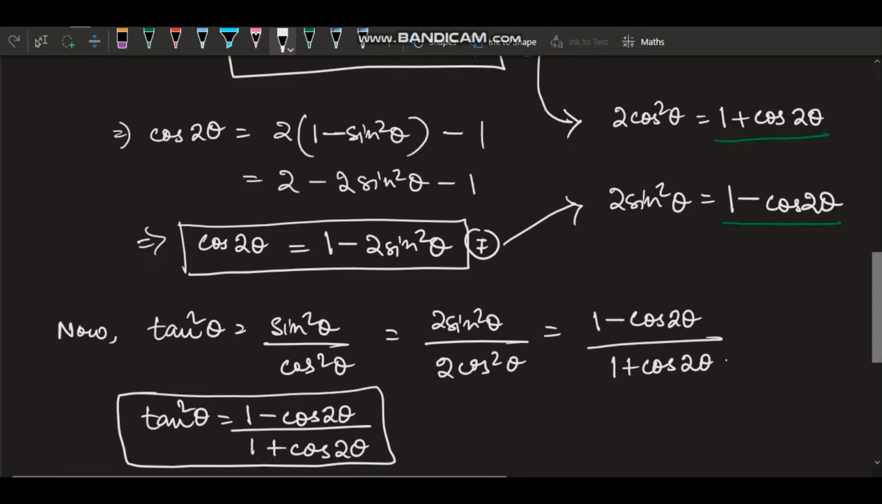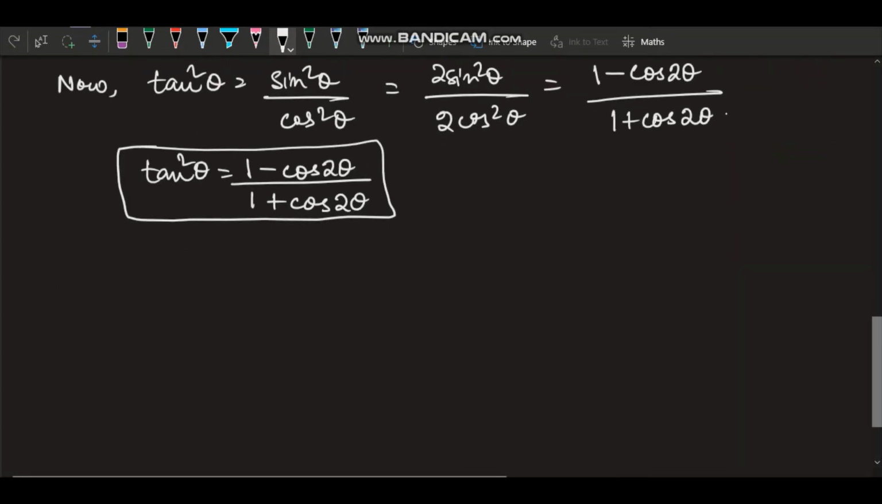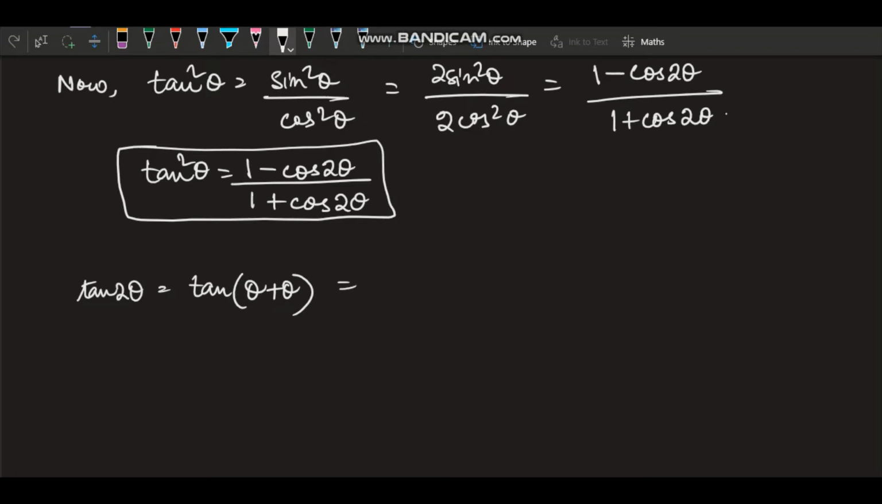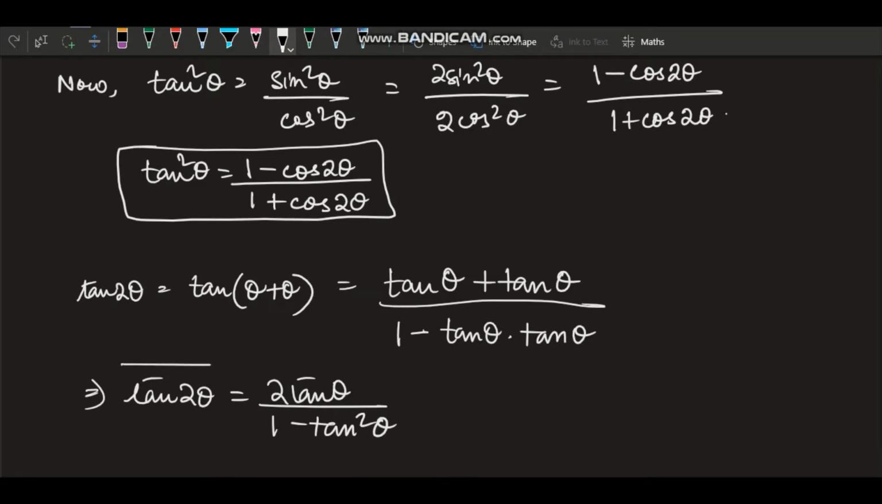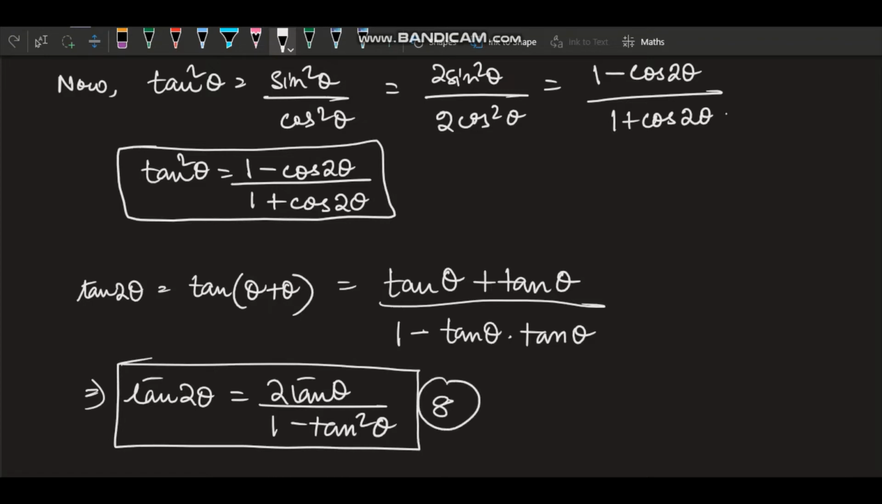Tan 2 theta is basically tan of theta plus theta. That is, in place of a and b, we are writing theta. So what is tan 2 theta? Tan 2 theta is tan of theta plus theta. So we have tan a, which is tan theta, plus tan b, which is again tan theta, by 1 minus tan a into tan b. So what are we getting? We are getting tan 2 theta equals 2 tan theta by 1 minus tan square theta. Let me denote this by 8.